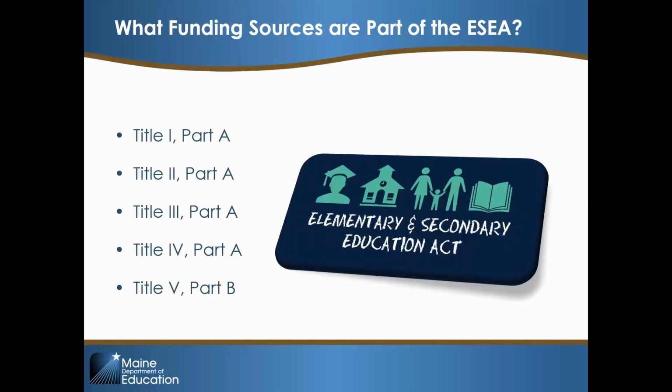The ESEA includes several different education programs within it. For now, we will focus on the 5 programs included within the department's ESEA funding application. Those programs are Title I Part A, Title II Part A, Title III Part A, Title IV Part A, and Title V Part B. These programs make up the department's ESEA consolidated application, and eligible school districts may apply for funding from these programs on an annual basis.